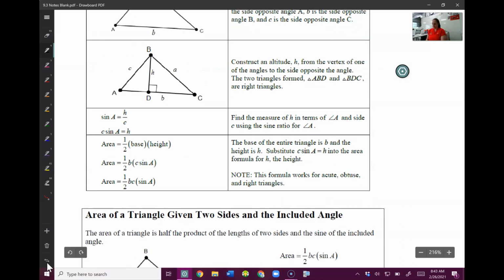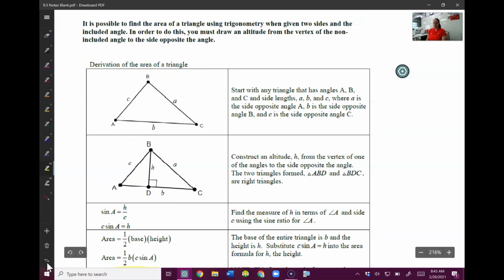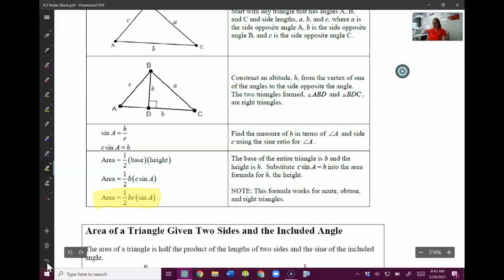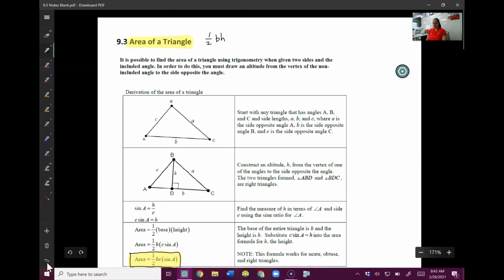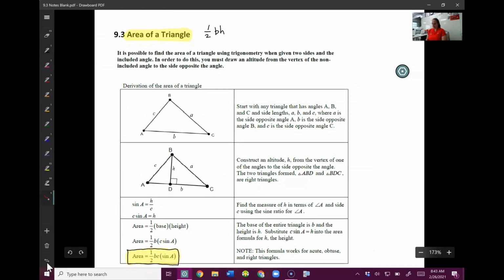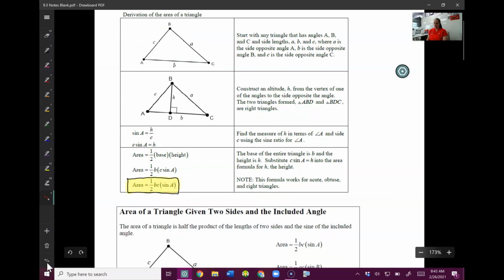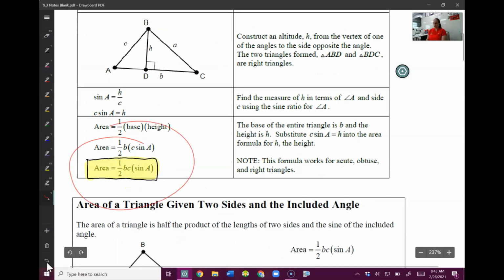And it's this right here. Now, all this has a proof of where that equation comes from, but we're just going to worry about the equation right here. Now, these are two different equations, this one and this one. Both of them can be used to find the area. But this section, we're just going to focus on this equation.